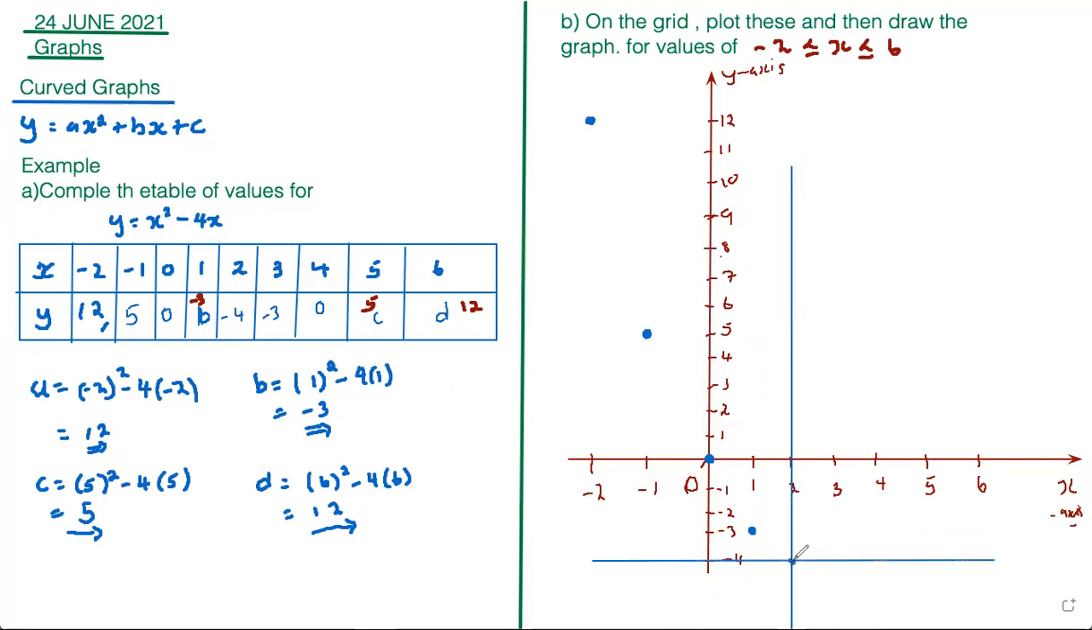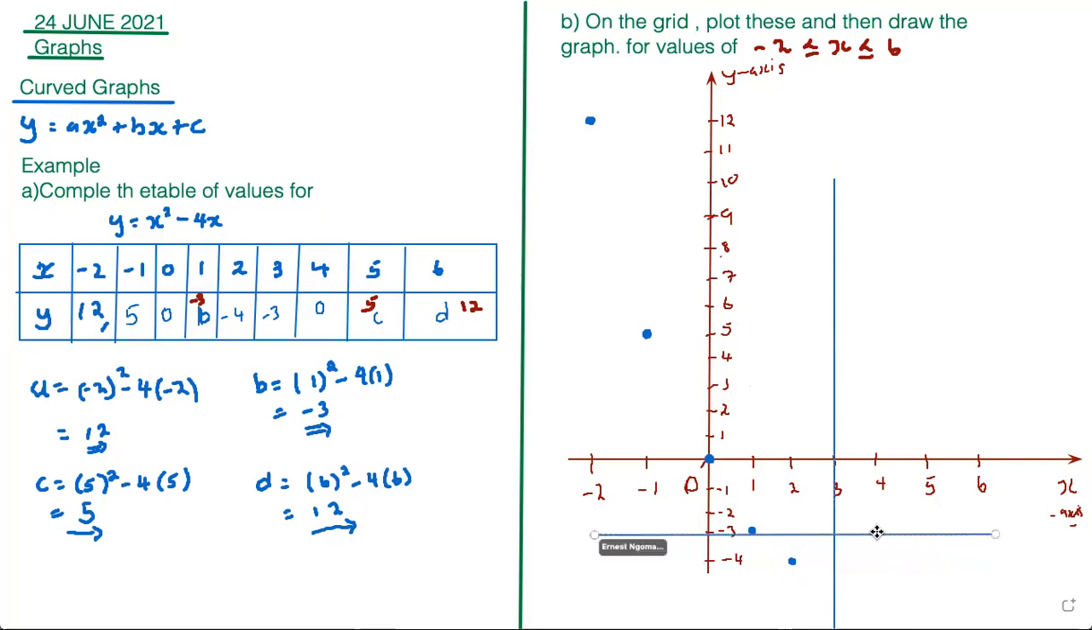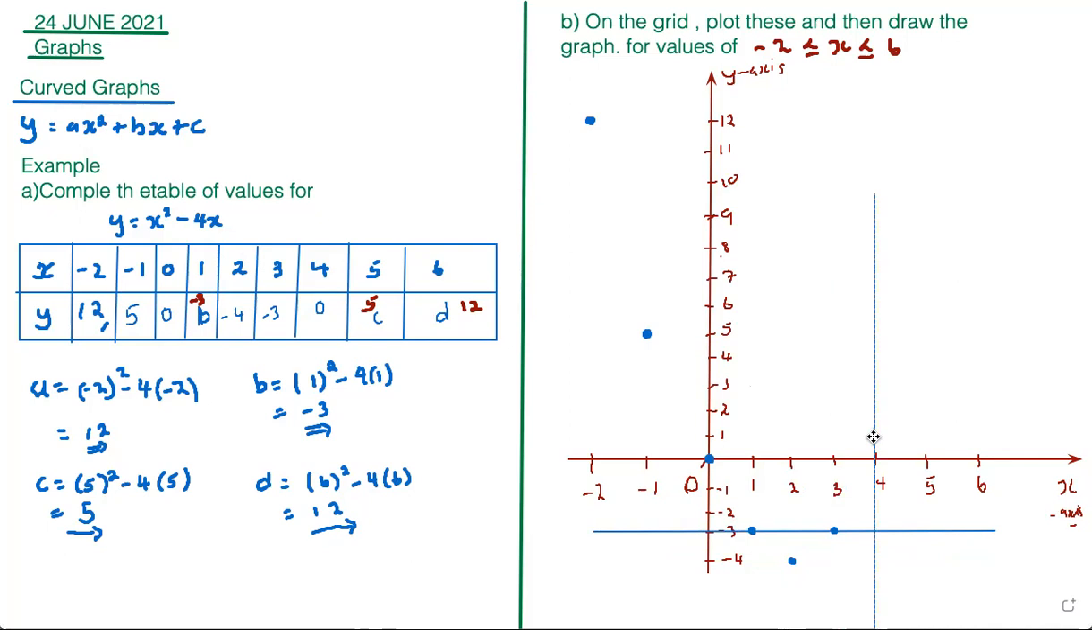It's -4 right here. And when x is equal to 3, this is at what? -3. -3 right here. The x is at 4. This is at 0. Yeah? So 4 and 0 is right there. That's where they meet, right here.